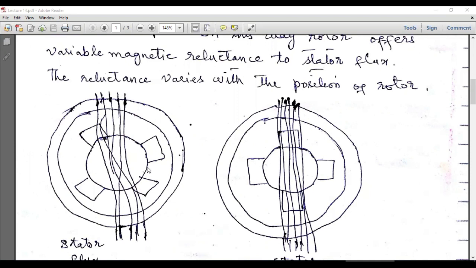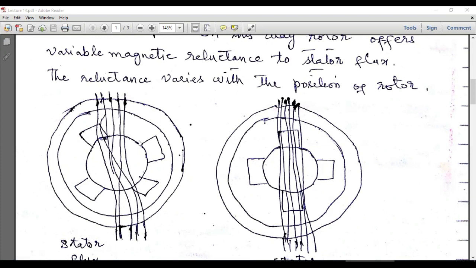So if the rotor position is like this, and we have such a direction of the magnetic field lines, now the magnetic field lines will be distorted, and they will be tending to flow through the least reluctance path. So these magnetic field lines will be diverted towards this teeth, and then they will be diverted towards this teeth, and then they will be directed towards the south pole of the stator.